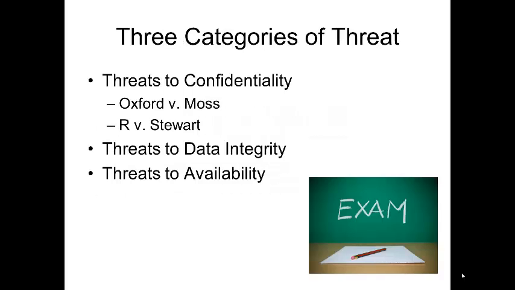So, three categories of threat. One of these is threats to confidentiality. Some examples of these are Oxford versus Moss and R. v. Stewart. Oxford versus Moss is a really interesting case, and basically the defendant here was Moss, and he was a university student, and he managed to obtain a proof copy of his forthcoming exam paper. It was accepted they always intended to return the proof to the faculty member that he took it from, and therefore he couldn't be convicted of theft of the proof itself.